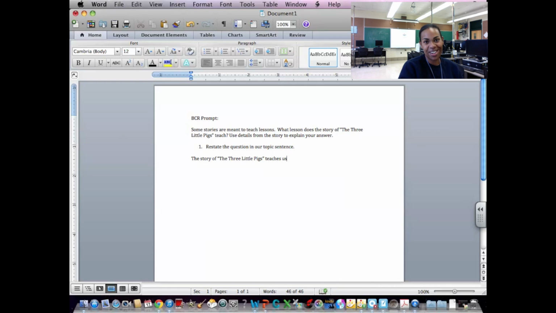Of course we don't write that part, but we are going to pick up from there. So what does the story of the Three Little Pigs teach us? Let me see. Thinking back, it's teaching us to take our time and make sure that we have quality work. So let me see if I can write that down here.